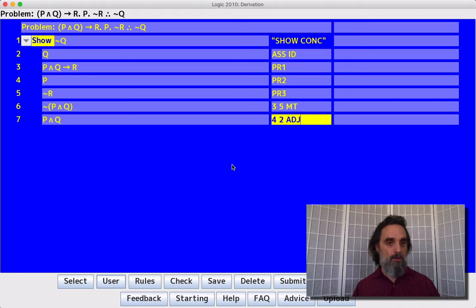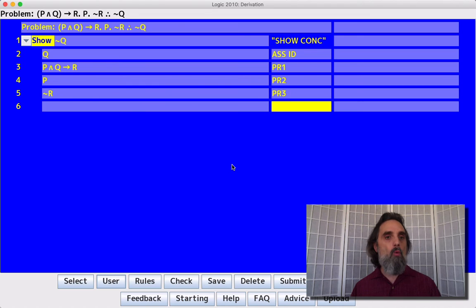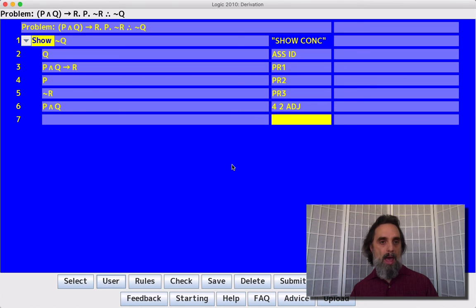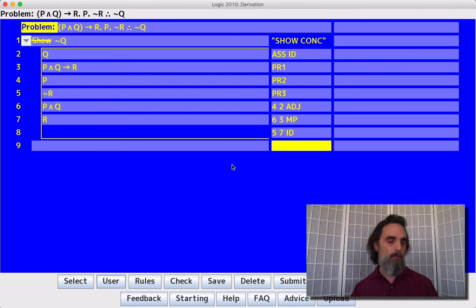We could also do this the other way. With MP, we could say, oh, well, where's that last premise? The antecedent of 3 is P and Q. I can build that from 4 and 2, and I can apply modus ponens to P and Q on the one hand, and if P and Q then R on the other hand, and I have a contradiction between R and not R. Either way is fine.